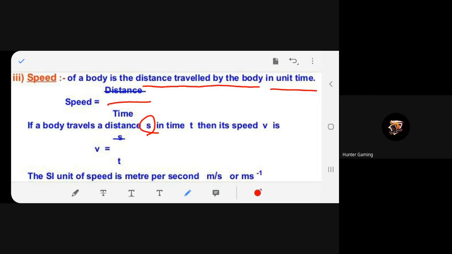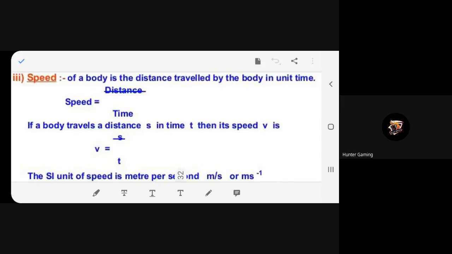Meter second inverse. Don't say ms. It is maths. What is second inverse? 1 upon s, isn't it? Now, 1 upon s can be written as s inverse. You understand?